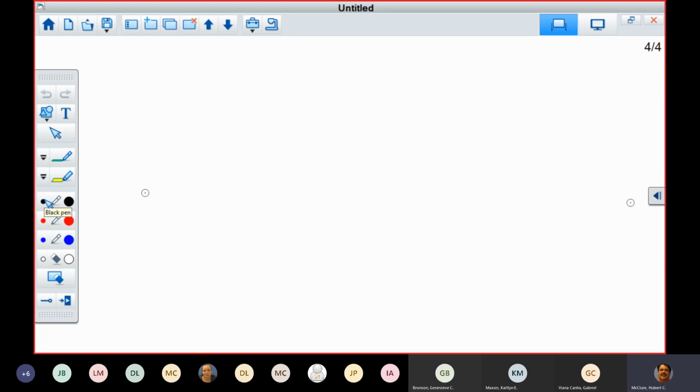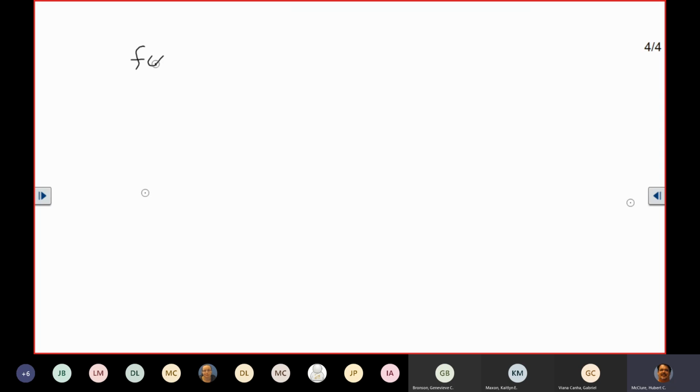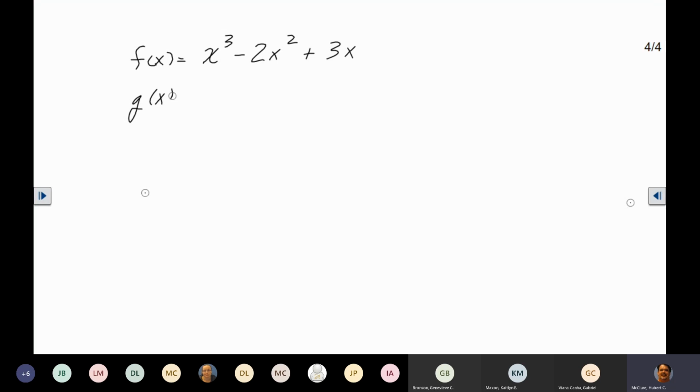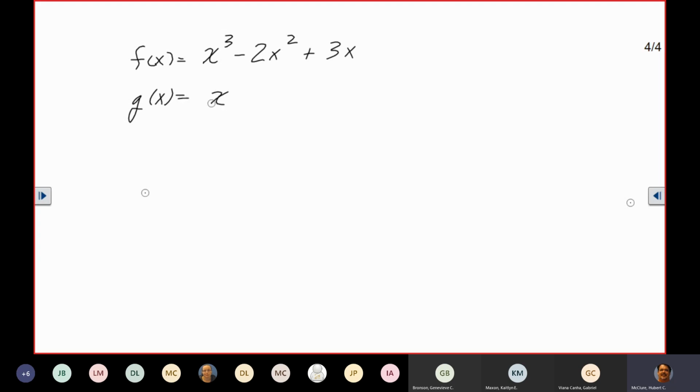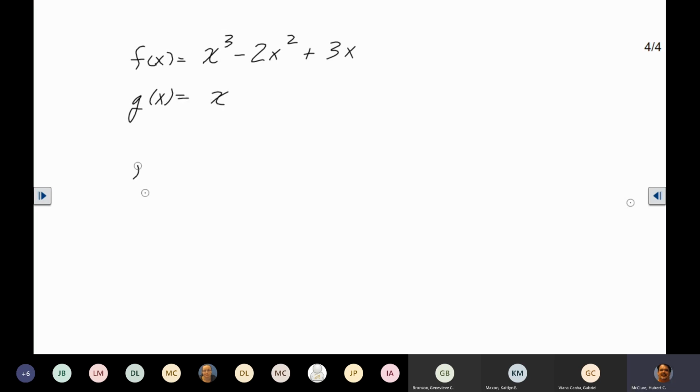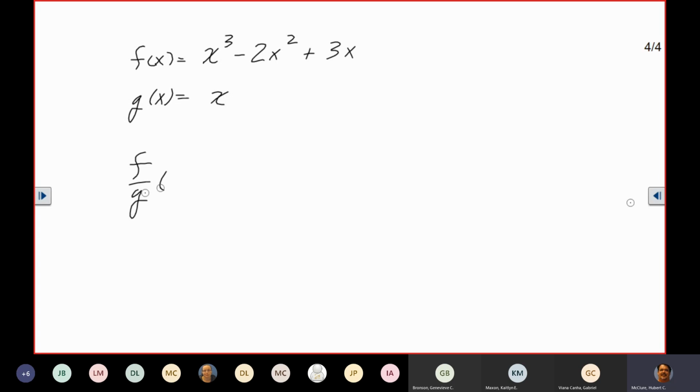All right, so let's see, f of x is equal to x cubed minus 2x squared plus 3x. G of x is equal to x. I need f divided by g of x. Okay, y'all can do that right quick. Let me text him right quick.